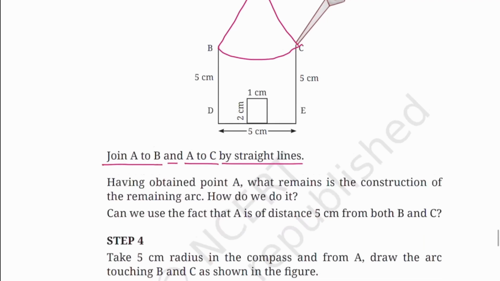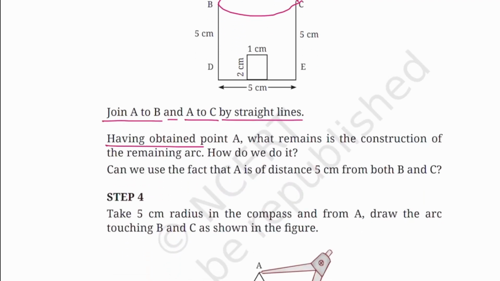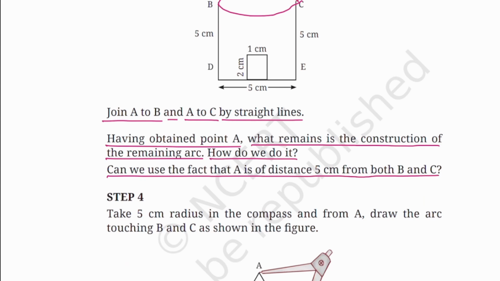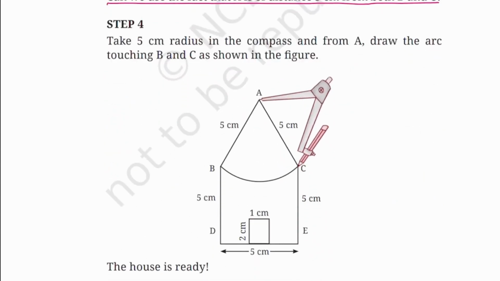Your house is ready. Having obtained point A, what remains is the construction of the remaining arc. How do we do it? Can we use the fact that A is of distance 5 cm from both points B and C? Yes. Step 4. Take 5 cm radius in the compass and from A draw the arc touching B and C as shown in the figure. Like this. The house is ready.